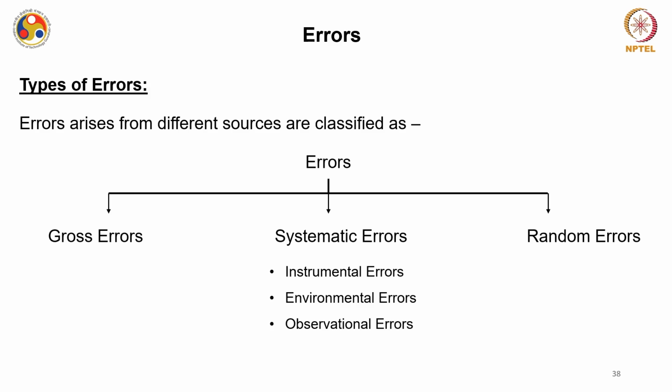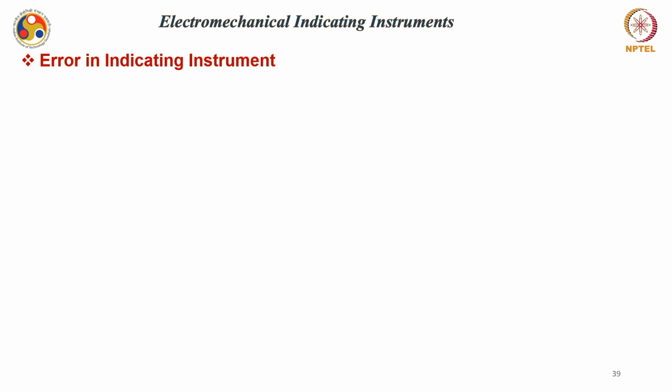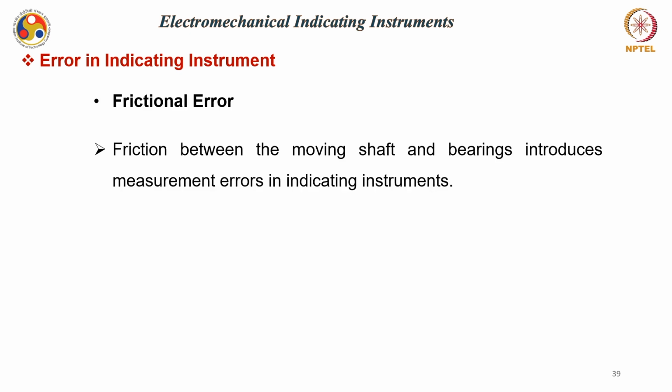Okay, the instrumental error is very crucial, and there are certain instrumental errors which are very specific to this electromechanical indicating instrument. So let us try to understand what errors are specific to the indicating instrument. One is the frictional error. Friction between the moving shaft, because you have seen that there is a moving shaft in this case, and the bearing introduces a measurement error in the indicating instrument.